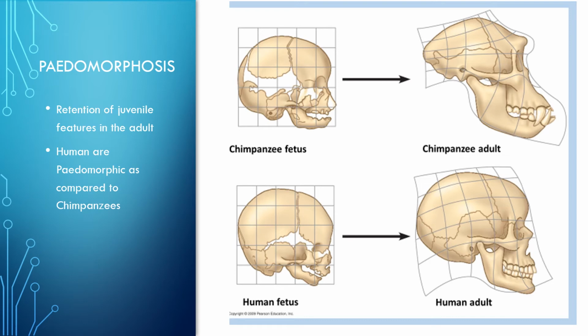But we've given up that strong jaw in preference for a large brain case. So our brain is not constricted in its growth by this jaw. So we end up with a smaller, weaker jaw, but a still developing large brain case.